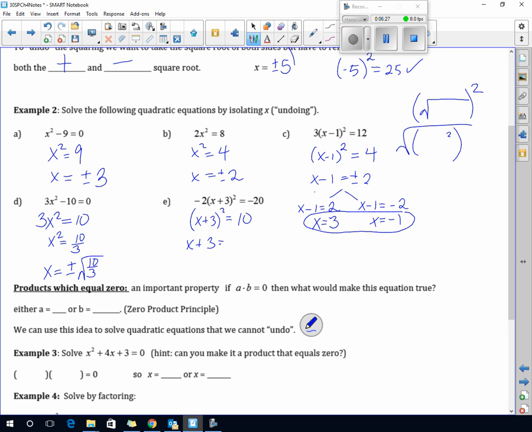Okay. So we're going to split this into 2. We get x + 3 equals positive square root of 10, and x + 3 equals negative square root of 10. Yes? Okay, so then move the 3 over. What do we get? Do we get root 7?